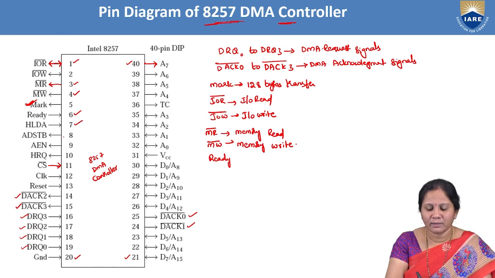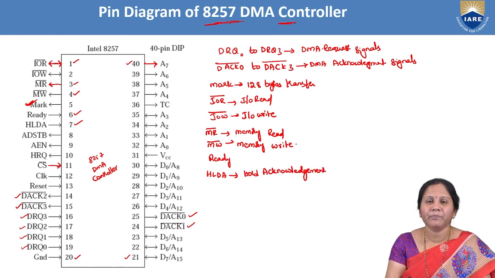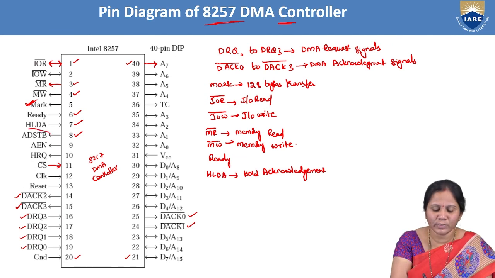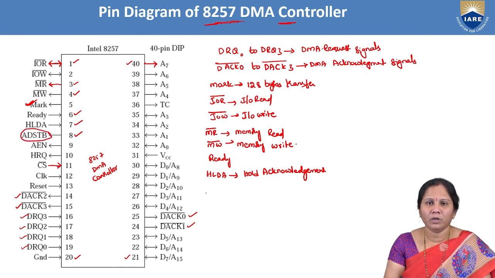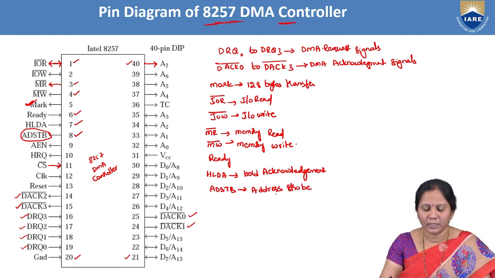The next one is HLDA. This is an input signal, and it represents hold acknowledgement. Next one is ADSTB. This is a new signal, we did not come across this up to now. ADSTB represents address strobe.